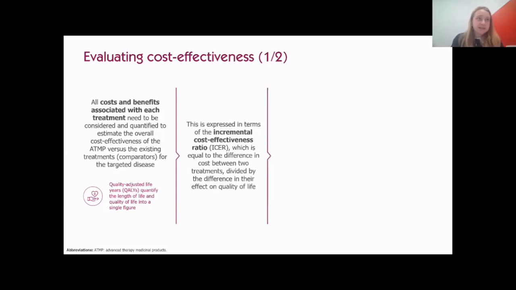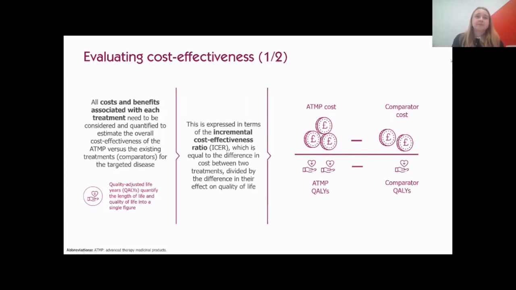So this is expressed in terms of what's called an ICER, also known as an incremental cost effectiveness ratio, which is equal to the difference in cost between two treatments divided by the difference in their effect on quality of life. So we have a little figure here. You would basically be subtracting the cost of the comparator from the cost of the advanced therapy and dividing that over the quality adjusted life years that the comparator treatment provides to a patient subtracted from those that the advanced therapy would supply to the patient. So the ratio essentially describes the average cost associated with an additional unit of health effect.